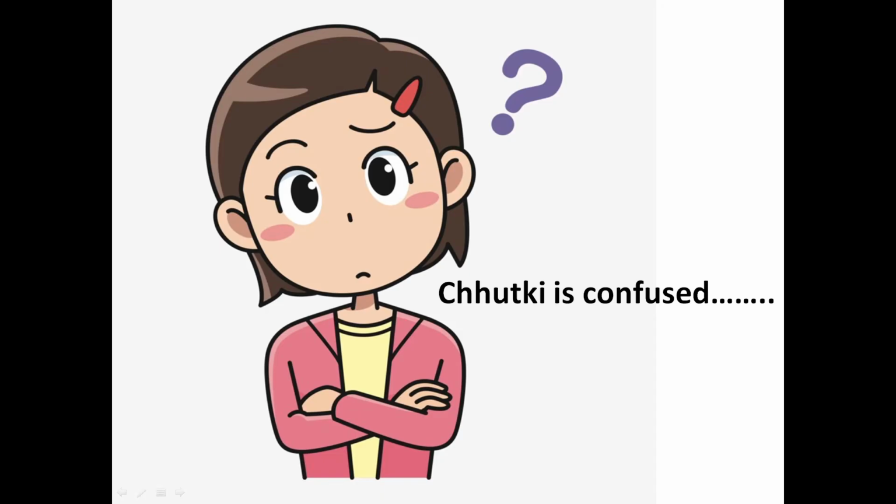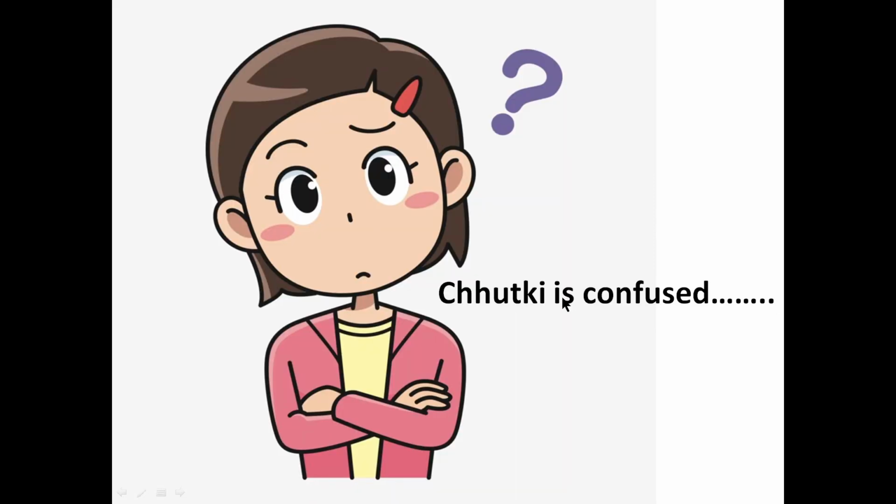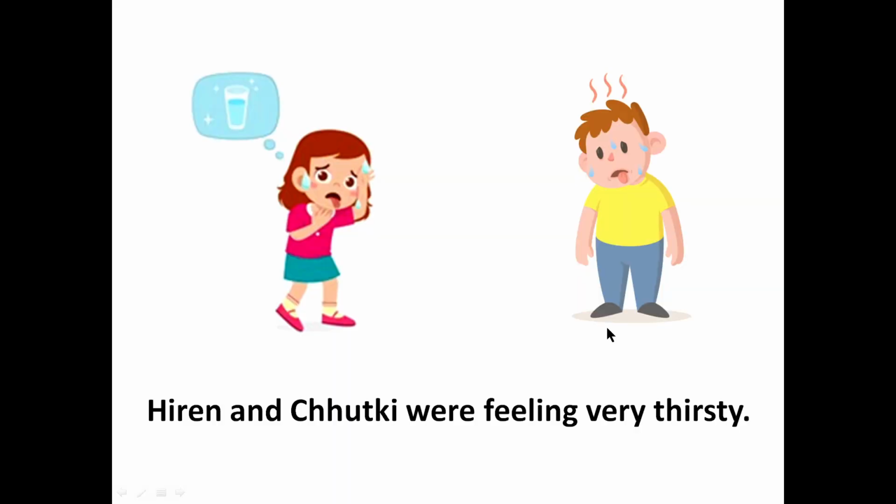So let's see how this chapter begins, and the story of the chapter, how Chutki is confused. So here we have seen why water is important, and the sources of water. And now let's see the next story which is related to water. So Chutki, a small girl, is confused. The story is about the confusion of Chutki. So let's see how she is confused.